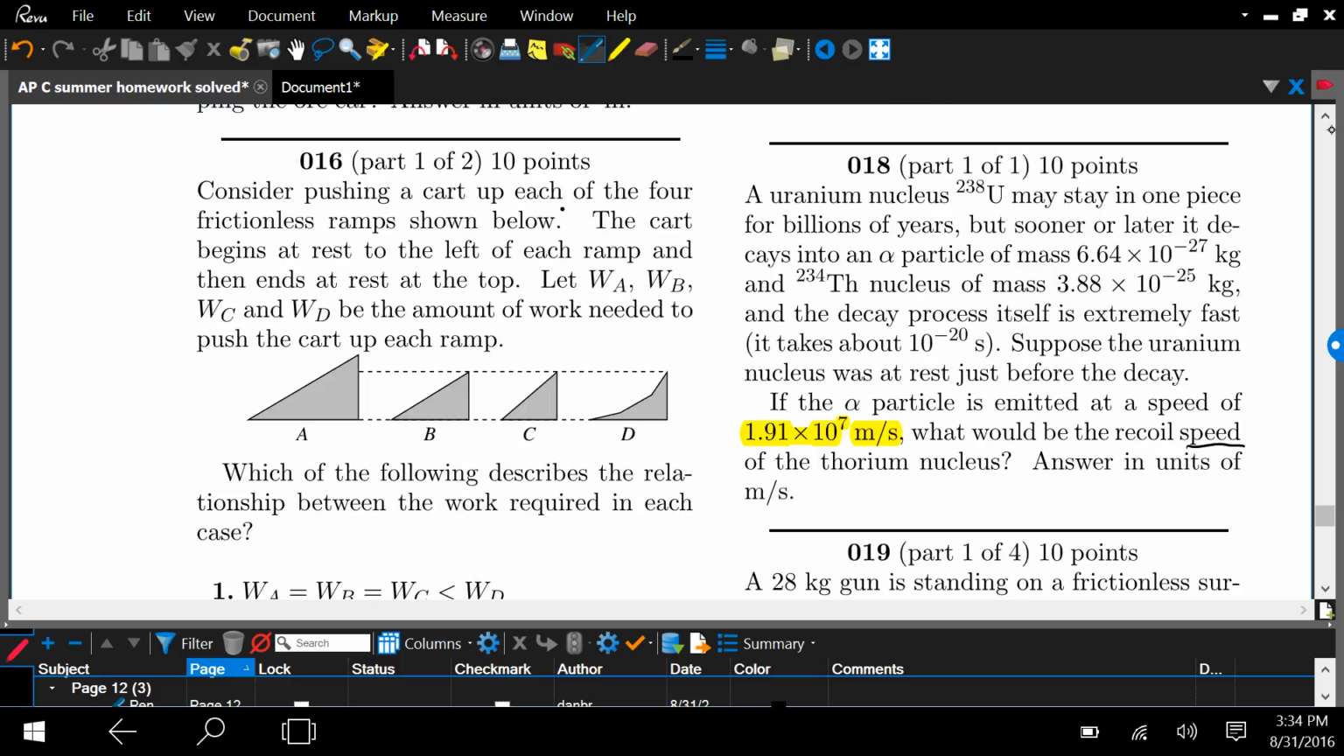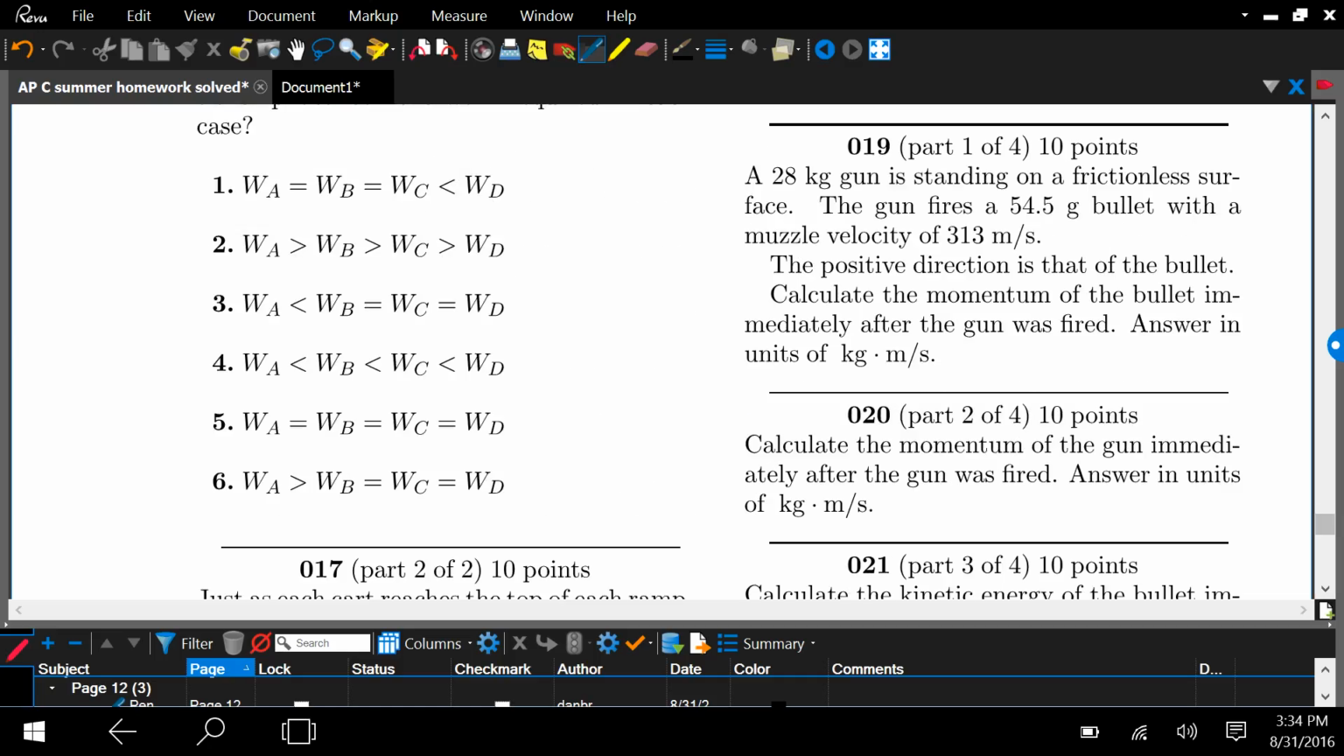Number 19 is a similar problem. There is a gun that is standing. I don't know how a gun stands, but there's a gun standing on a frictionless surface. And if there's a bullet with a muzzle velocity of 313, you've got to watch your units here because one of them is in grams and one is in kilograms. You just want to make sure that you have the same units for everything. It does ask for the answer in kilograms, so we should probably change the grams to kilograms.